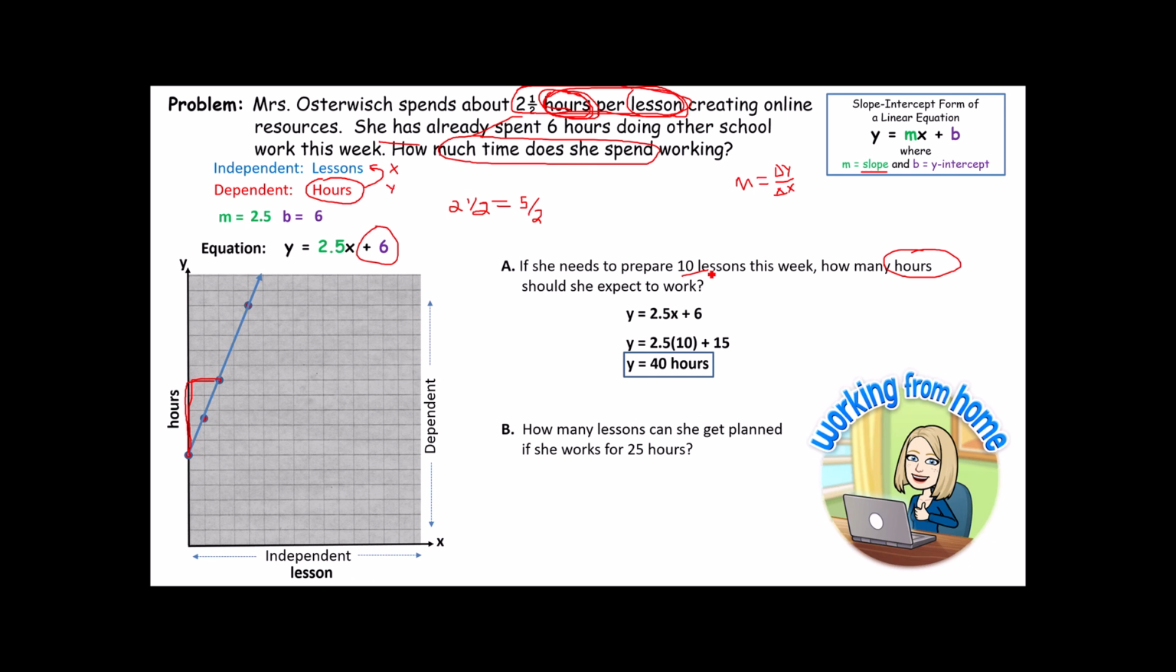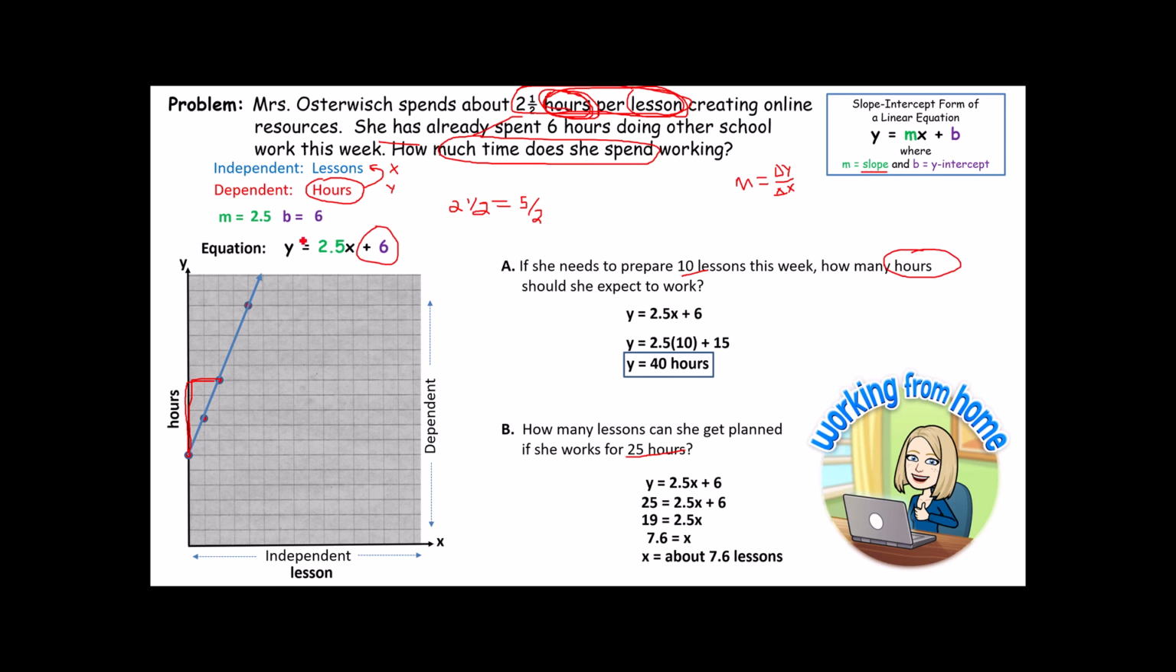Likewise, how many lessons can she get planned if she works for 25 hours? In this case, we're given hours. Remember, hours is y. We plug that in and we solve for x using our algebraic equation solving skills. To get rid of a plus 6, we do minus 6 on both sides. To get rid of a times 2.5, we divide both sides by 2.5. And you get about 7.6 lessons.